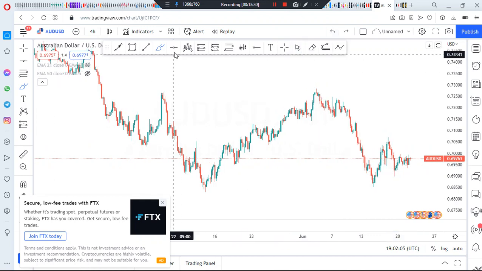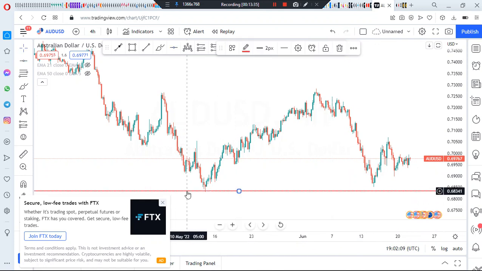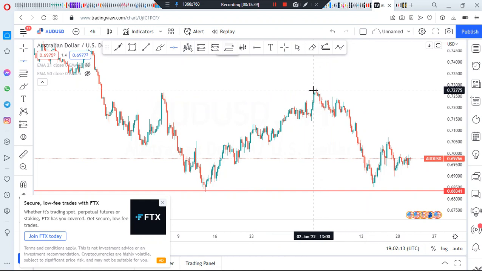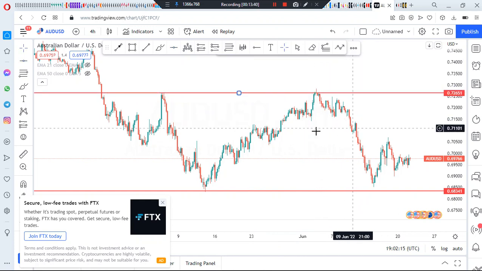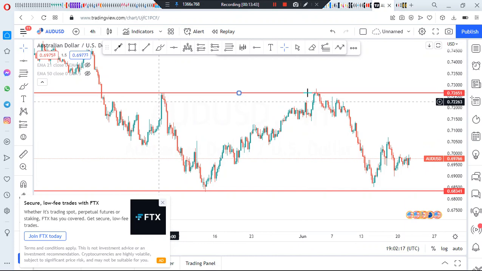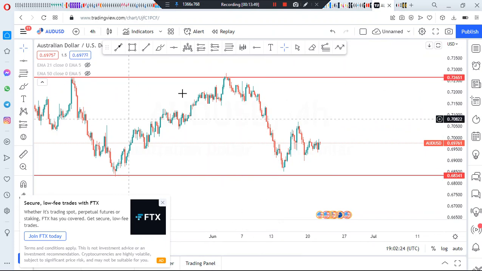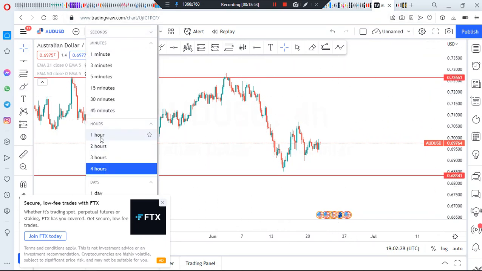But what do we do first? We start by marking our highest and our lowest points. Okay, this was our lowest point. So as you can see, this was the double top here. This is what actually happened. Then this area, the price rejected this area, then it went down. So what are we looking for? Let's go to the 1-hour time frame.